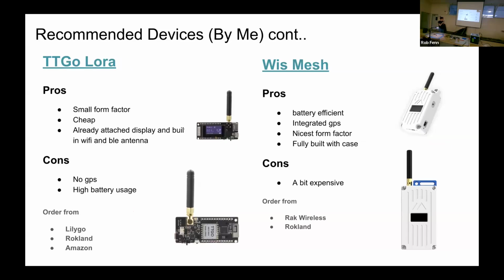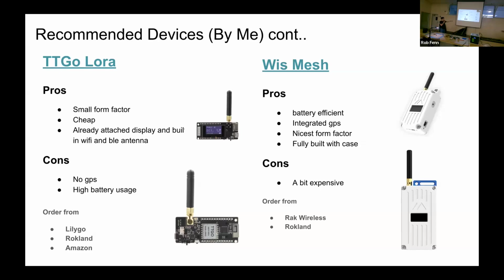So WisMesh, oh, I forgot to mention where you could buy this from. LilyGo, if it has a T in it, it's probably LilyGo. A fun fact, which I actually didn't know: LilyGo is named after a woman named Lily in China. They sell from China. Rokland also resells it, but it may be out of stock. They go out of stock a lot. A lot of people are buying Meshtastic devices. And on Amazon, you could probably find it.